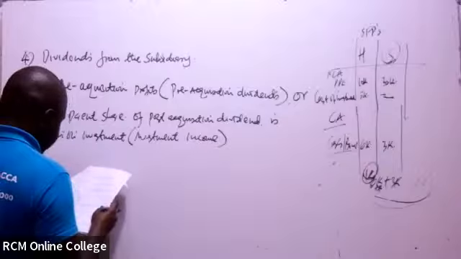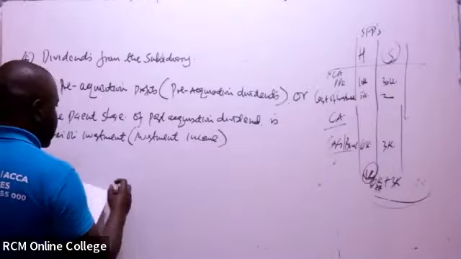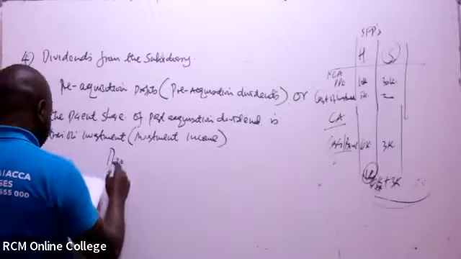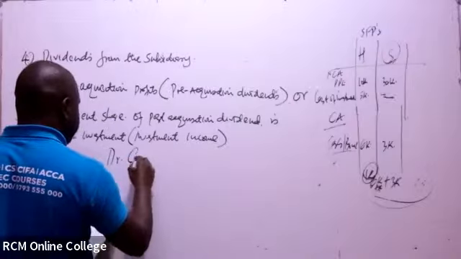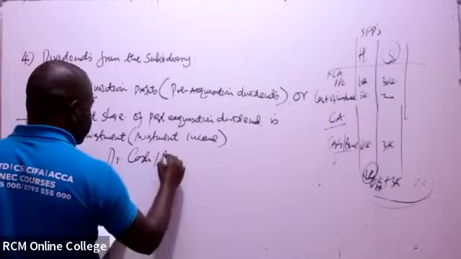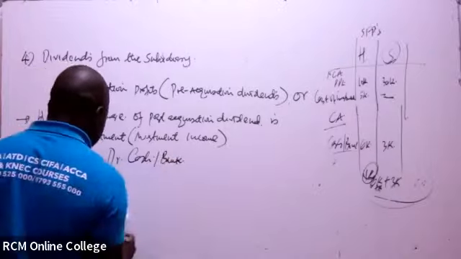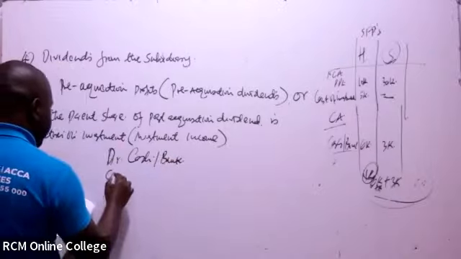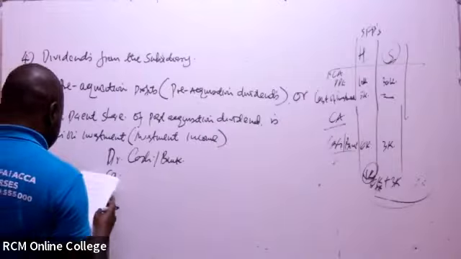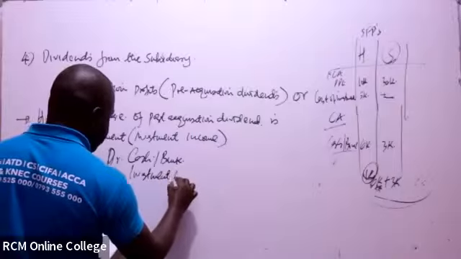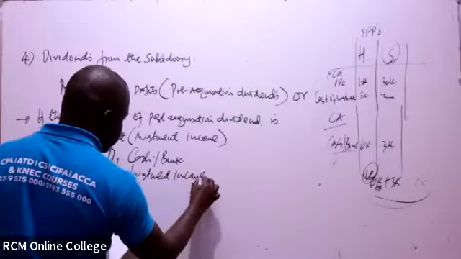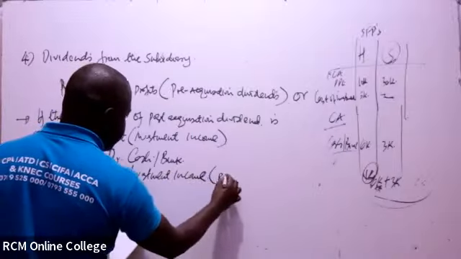in this case, debit the cash, or the bank, just the same entry, cash or bank. Then you'll credit investment income. You likely credit the investment income. This one is actually in the P&L.